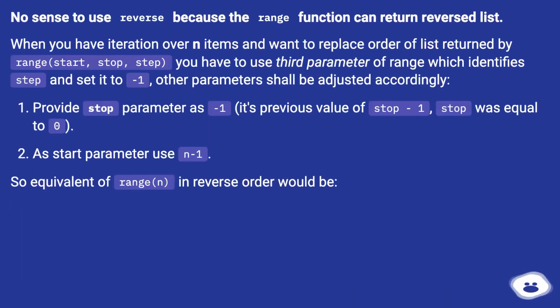No sense to use reversed because the range function can return a reversed list. When you have iteration over n items and want to reverse the order of the list returned by range(start, stop, step), you have to use the third parameter of range, which identifies step, and set it to -1; the other parameters shall be adjusted accordingly. Provide the stop parameter as -1; its previous value of stop was equal to 0.